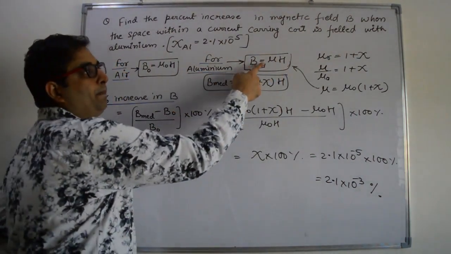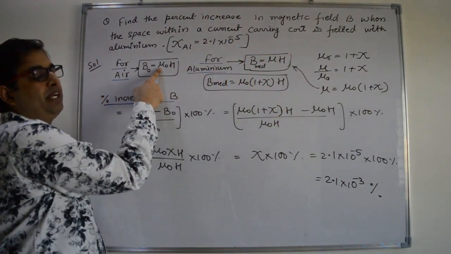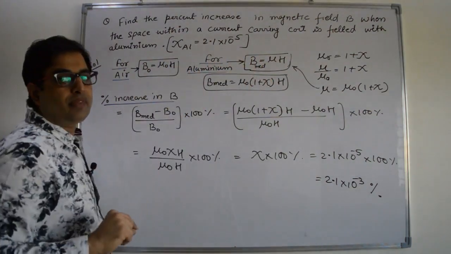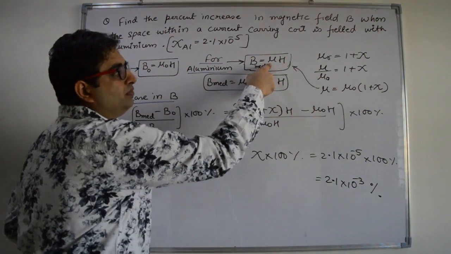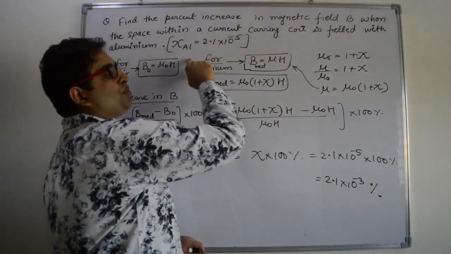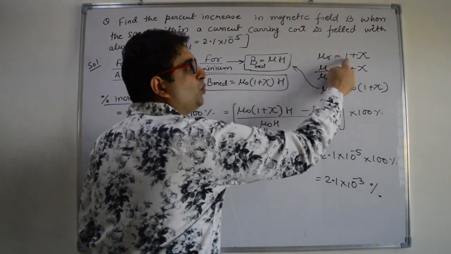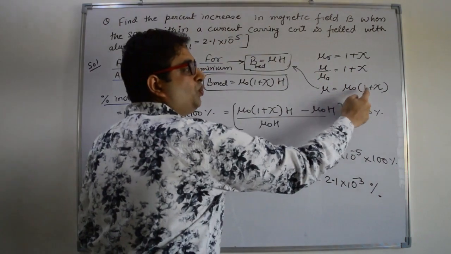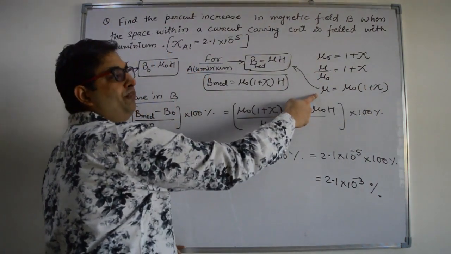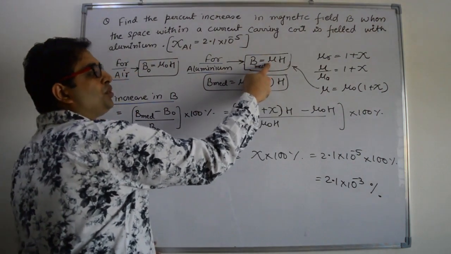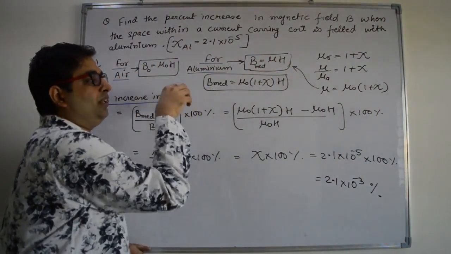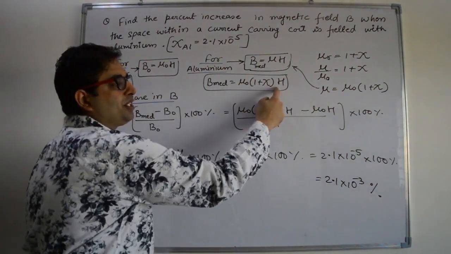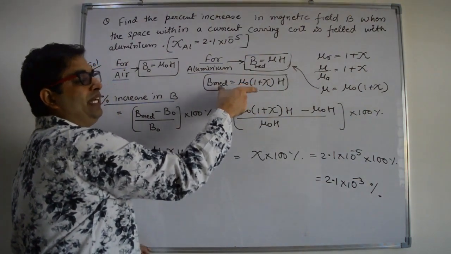Now we have to put the permeability of the medium. Here it is the permeability of free space or air. H is independent of medium. So what is mu? Susceptibility is given to you, so use this formula: mu r is equal to 1 plus chi, and mu r is mu by mu naught, and mu is mu naught into 1 plus chi. So we have the value of mu. Put the value here. So the magnetic field, when we put aluminium inside the coil, is mu naught into 1 plus chi into H. That is the magnetic field when medium is present.